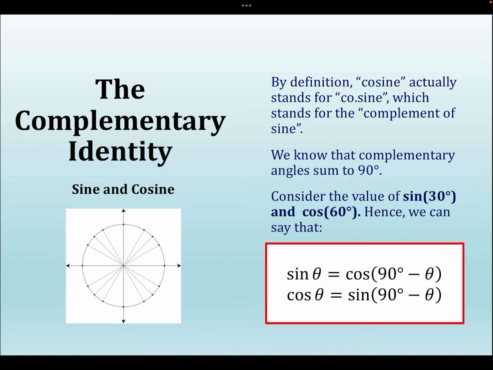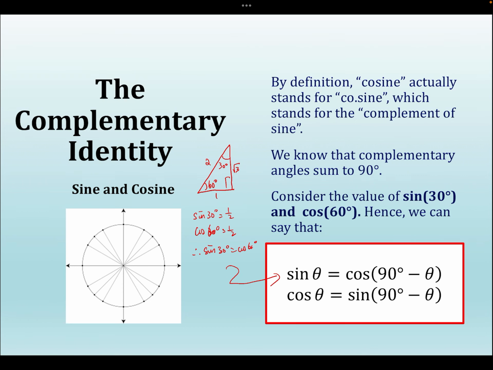Remember, if I draw a right angle triangle, with 60 degrees here and 30 degrees here, and we know that the sides are 2, 1, and square root of 3 units, you know that sine 30 degrees is actually half, and cos 60 degrees is actually half. So therefore, you can say that sine 30 degrees equals cos 60 degrees, which is the complementary identity.